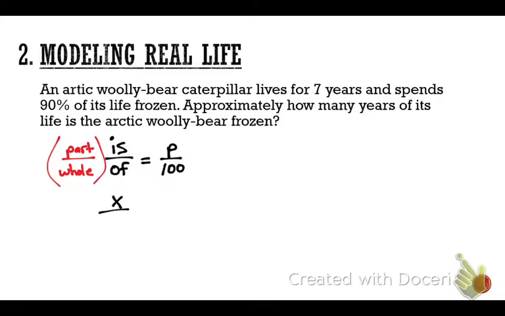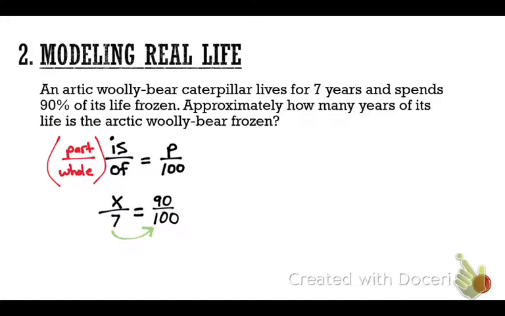Over of, that's his whole life. Do we know how long this little caterpillar lived? 7 years. So we're going to say x over 7 equals p over 100. Do we know what percent of his life he was frozen? 90%, which means 90 over 100. Do you see a clear missing link to get us from the 7 to the 100?